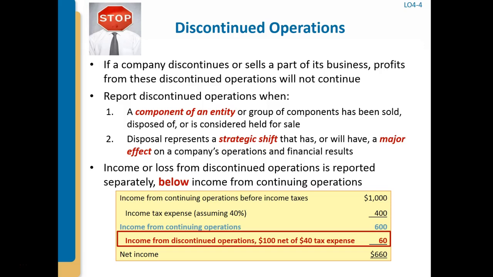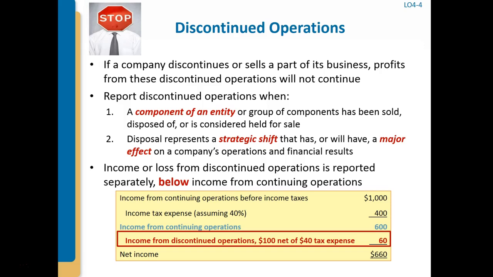Examples of possible strategic shifts would include the disposal of operations in a major geographical area, a major line of business, a major equity method investment, or other major parts of the company. Although a company has flexibility in this matter in reporting income from continuing operations, the presentation of discontinued operations is mandated as shown here in this illustration.